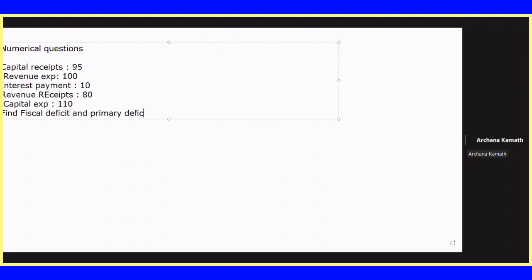I put primary deficit along with the same question. So what was the equation to find fiscal deficit? Fiscal deficit was equal to budget deficit plus all the borrowings and other liabilities of the government, which have kept on accumulating from the last many years. Here they haven't given budget deficit directly, so we have to find budget deficit as well.